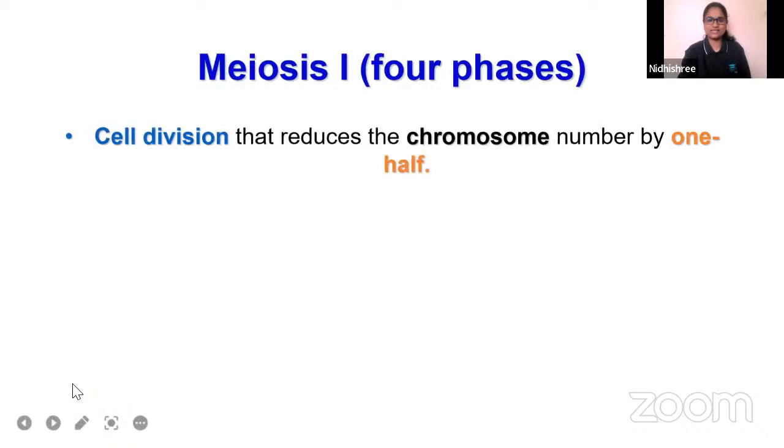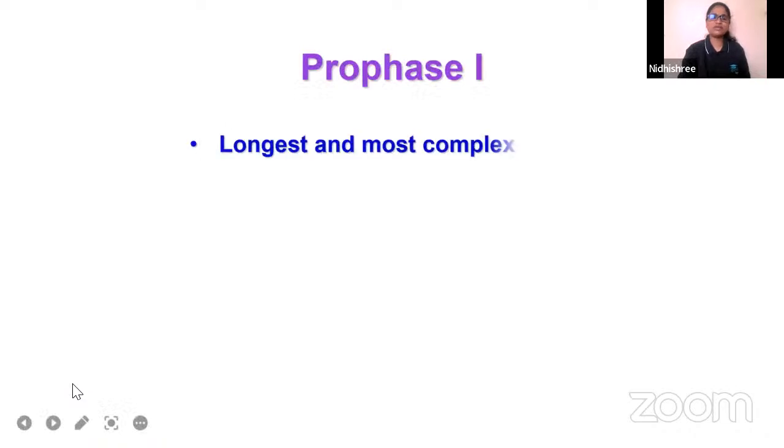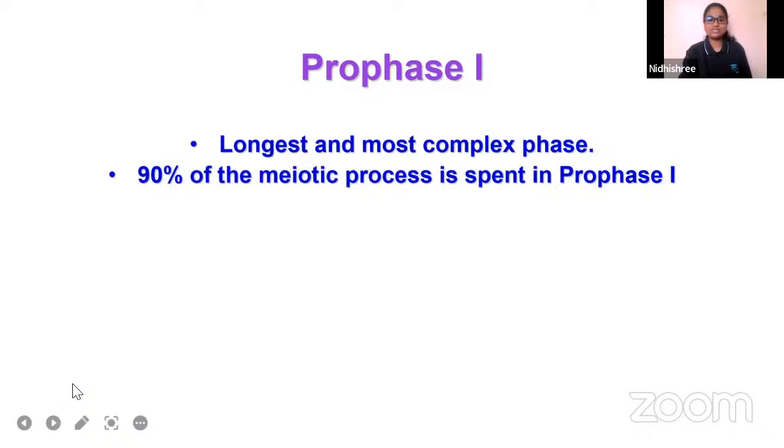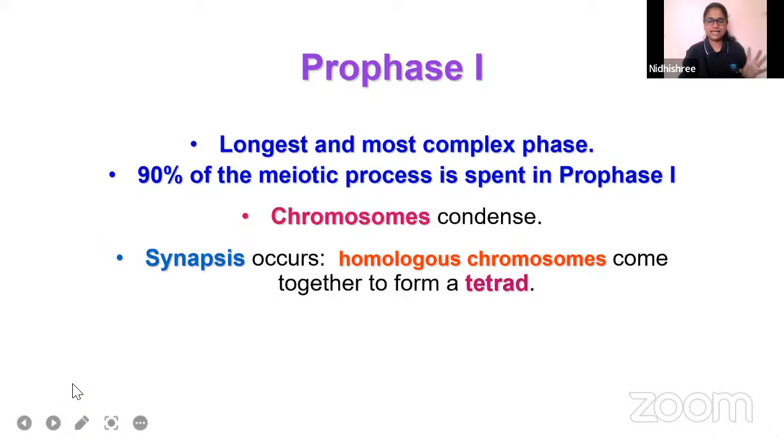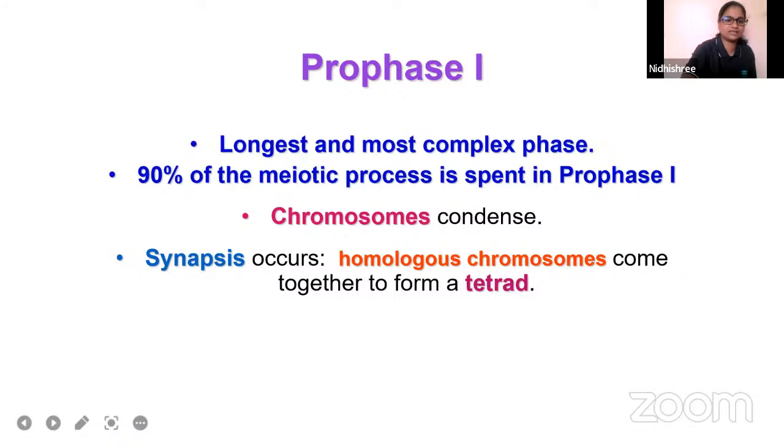Nucleolus will be visible. Meiosis 1 is divided into 4 phases. We know that. Cell division that reduces the chromosome number by half. The 4 phases are prophase 1, metaphase 1, anaphase 1, telophase 1. Prophase 1 is the longest stage and most complex phase. 90% of the meiotic process is spent in prophase 1. Chromosomes condense, synapses occurs, okay. Then homologous chromosomes come together to form a tetrad. Tetrad means 2 chromosomes of 4 chromatids. This one is tetrad. Just a minute.